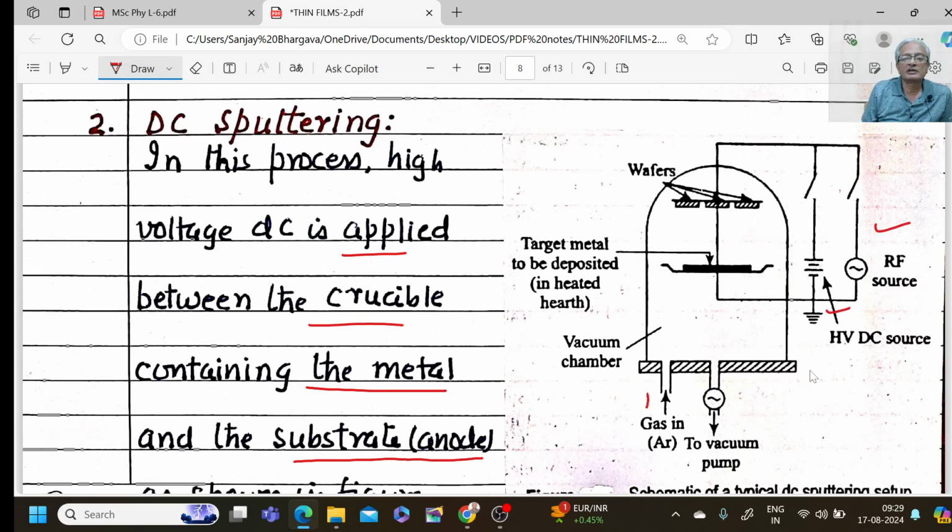Through this inlet, the inert gas is made to move into the chamber. This represents the duct for the vacuum pump. This is the target metal to be deposited. This represents the earth, this is the target material, and these are the wafers on which these evaporated atoms would be deposited.